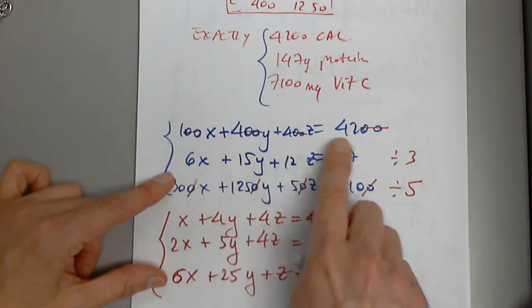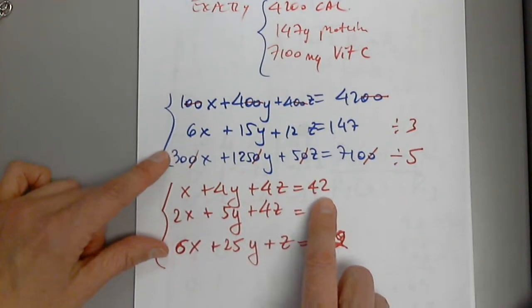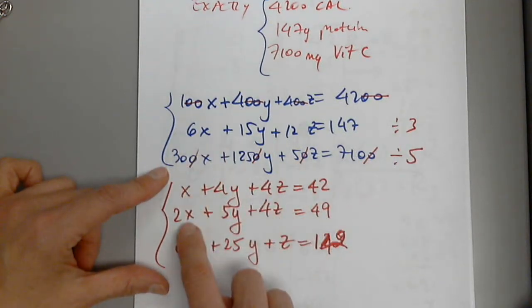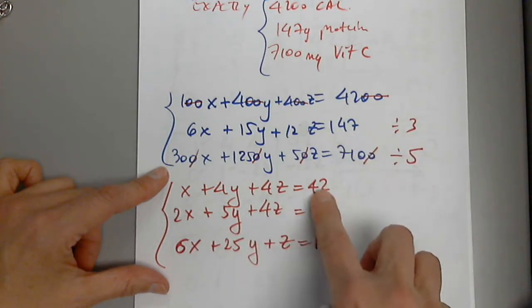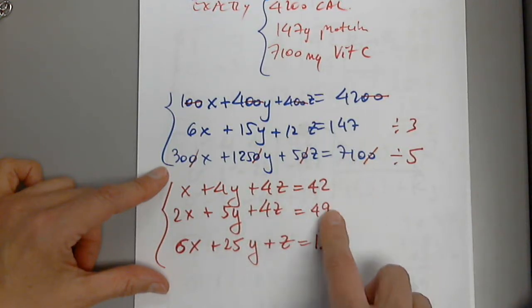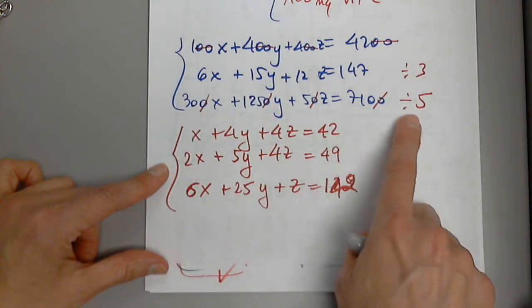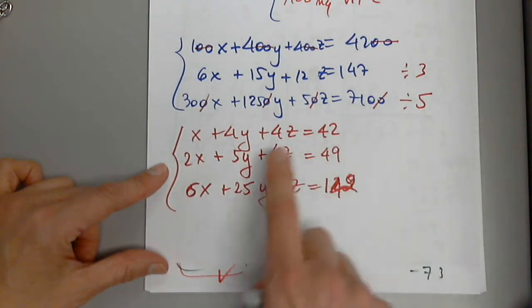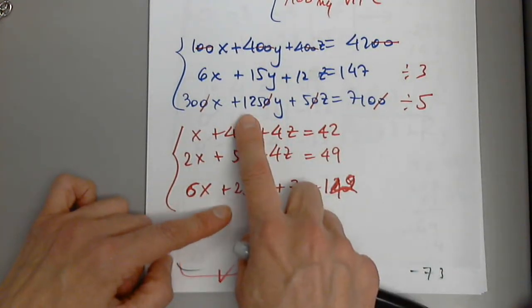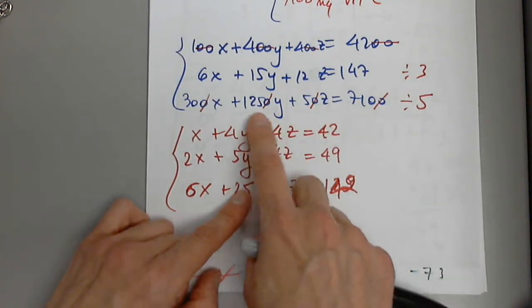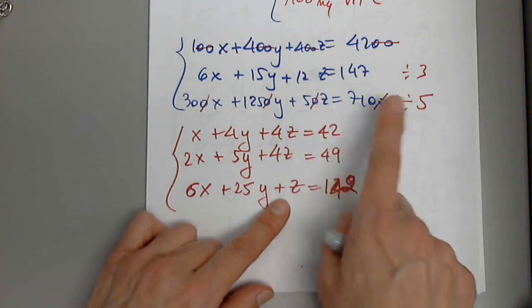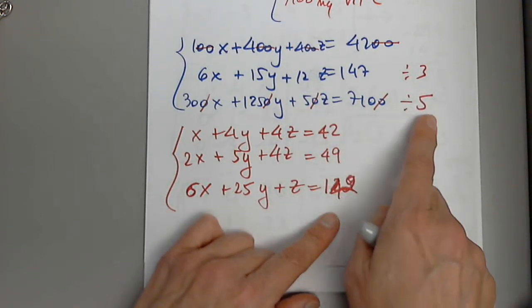Yeah. So here we simplified by 100, and we got this. Here we simplified by 3. I'm checking. Now I have to check everything. Okay. And here we simplified first by 10, and then divided by 5. That's 2 and 5, correct? 125 divided by 5. And then 5 divided by 5. And 710 divided by 5.